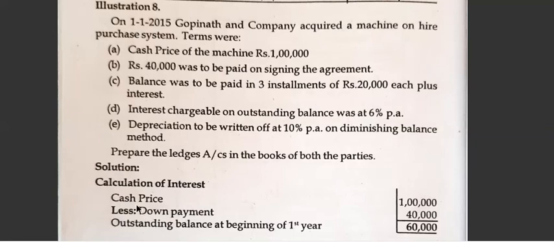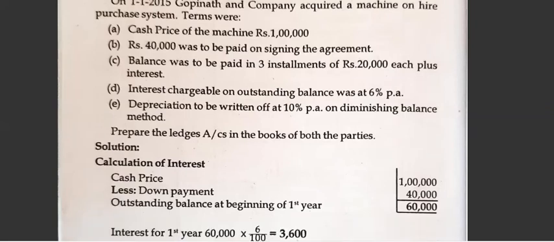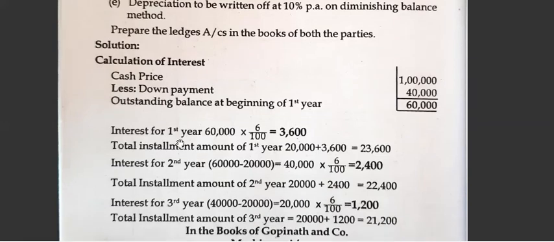Now how to calculate the interest: first write the cash price. Cash price is 1 lakh rupees less down payment of 40,000. Outstanding balance for the first year is 60,000. Now interest for the first year is 60,000 into 6%, 3,600. Now the total installment for the first year is 20,000 plus interest of 3,600, so the total installment for the first year is 23,600.